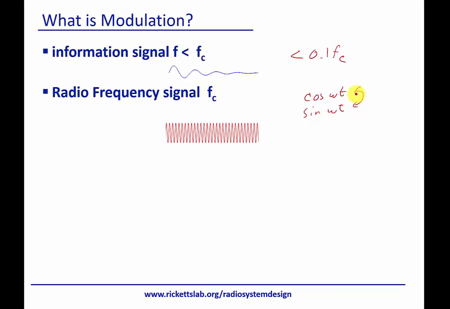In wireless systems, we generally refer to these simply as the in phase and the quadrature signal, and we just forget the whole idea of cosine and sine.